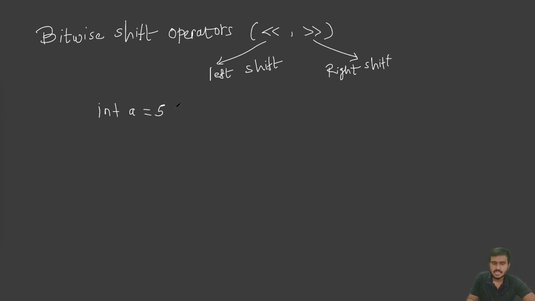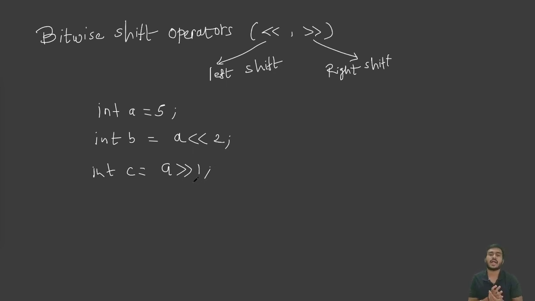Now let's say I want to apply the left shift operation on it. Let me create another variable, int b, and store the result of the left shift operation on a in b. So let's say I write a left shift by 2. Similarly, if you want to perform the right shift operation on a, I can write another variable c, and write a right shift by 1. In this way, you will have to write the syntax.